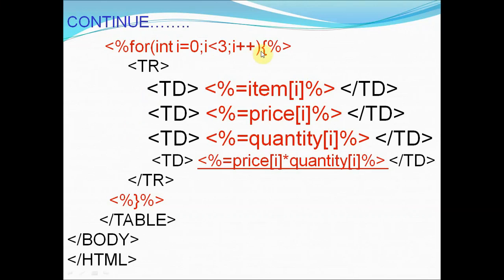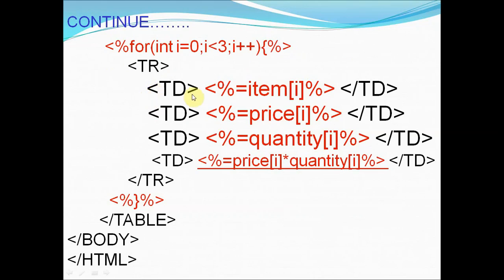So bracket, we will start here the bracket of the for loop. Then we must close this line here, because the next statement is an HTML statement. As the HTML statement will be encountered, we have to close the JSP statement. अगर जैसे ही HTML statement आता है, तो JSP को close करना पड़ेगा. ये आपको याद रखना है. This has to be noticed by you.